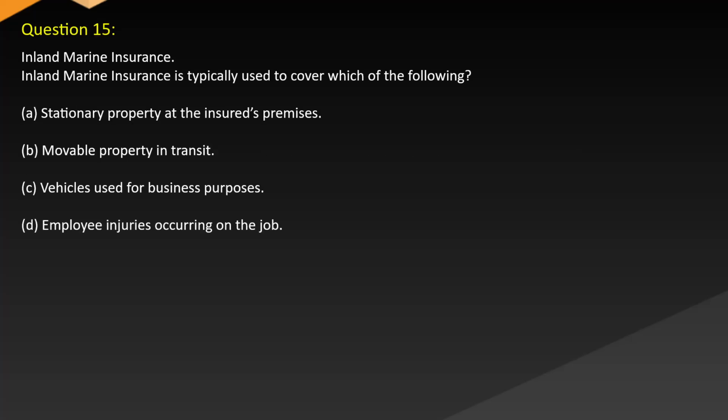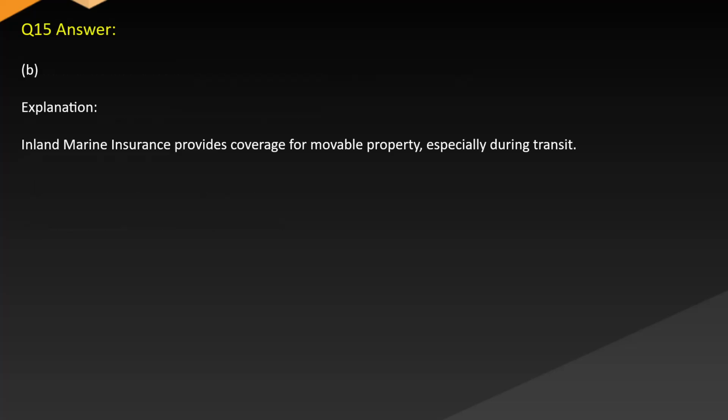or object. Question 15. Inland marine insurance. Inland marine insurance is typically used to cover which of the following? A. Stationary property at the insured's premises. B. Movable property in transit. C. Vehicles used for business purposes. D. Employee injuries occurring on the job. Answer B. Explanation. Inland marine insurance provides coverage for movable property, especially during transit.